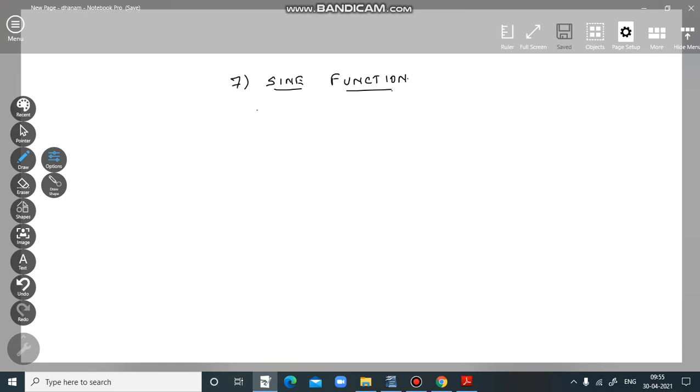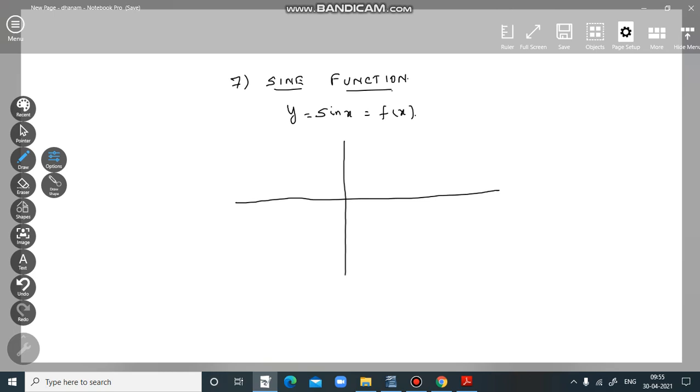The functions that we are going to deal with are the sine function and the cosine function, which are known as sinusoidal graphs as well. So let us take y equal to sine x, or f of x equal to sine x. Now we will see how the graph of the sine function will look. For that, we need to know some important points about a sine function.